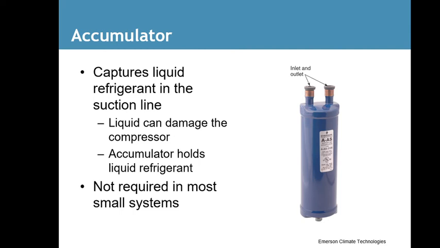Accumulators. These are found on heat pump systems. They capture liquid refrigerant in the suction line. Liquid can damage the compressor. Accumulators hold liquid refrigerant, not required in most small systems. Usually they're in heat pumps. It's just something that it needs to work properly. You'll find these units are not copper. The ends that you solder onto are. These are usually just metal, and they do rust if they're not kept off the bottom of the unit and if they're not kept painted.